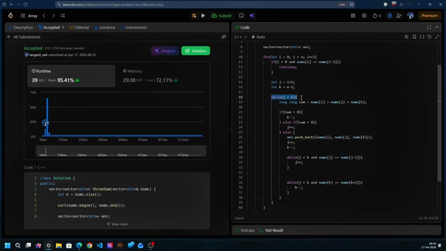So you can also solve this problem using a map. So try it yourself. That's it for today.